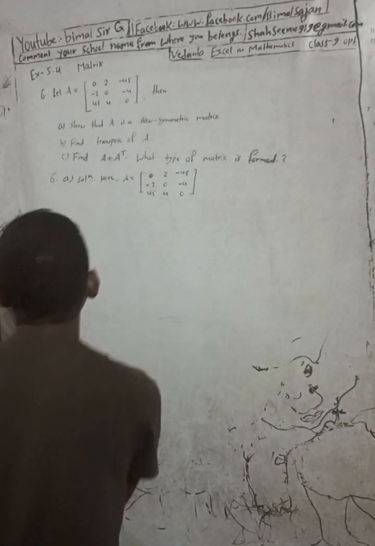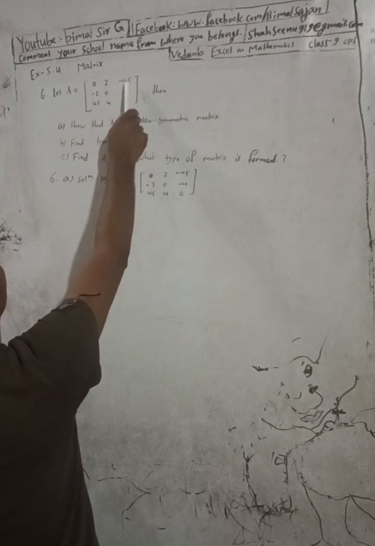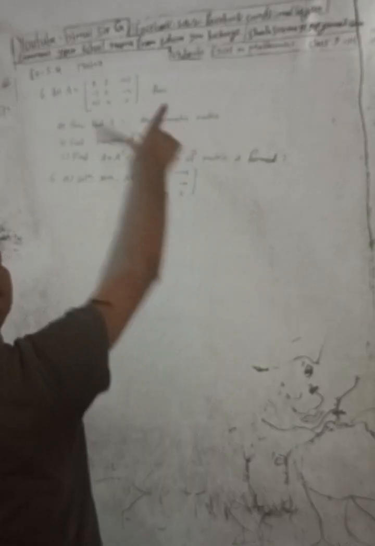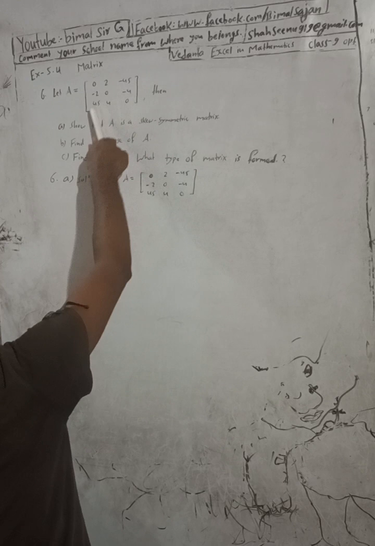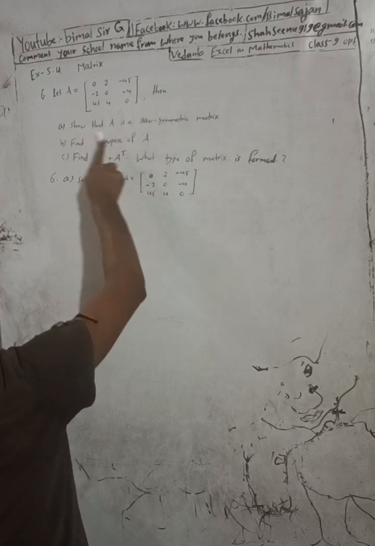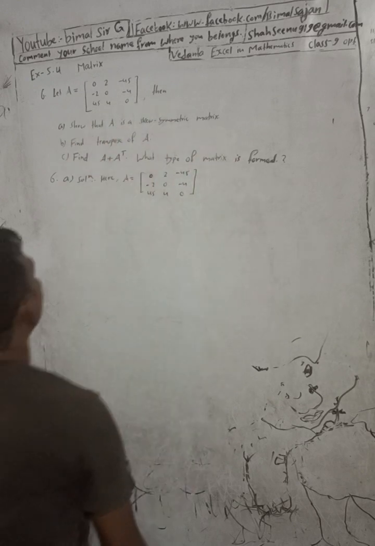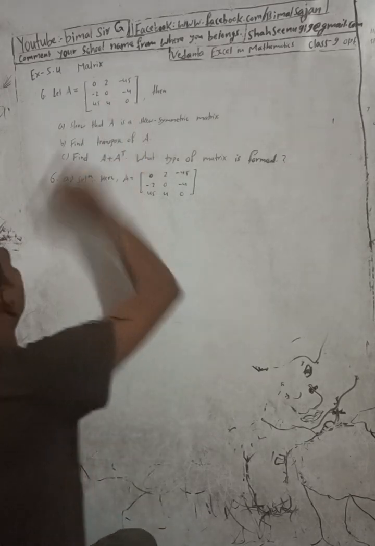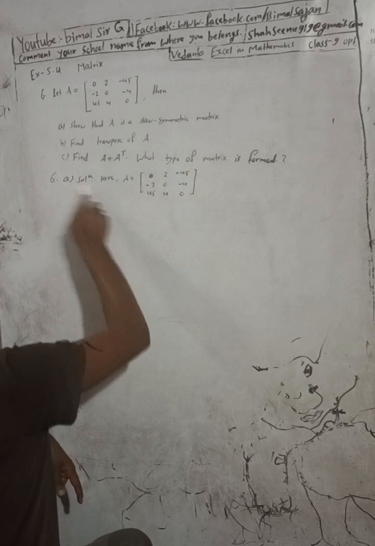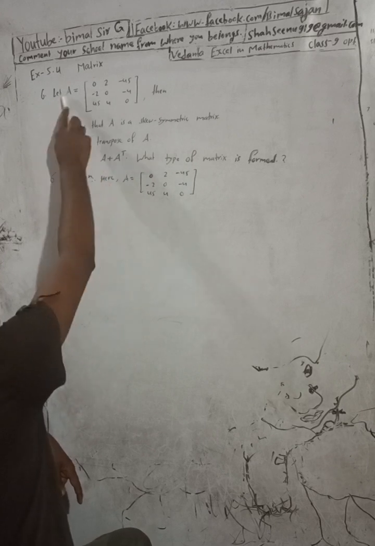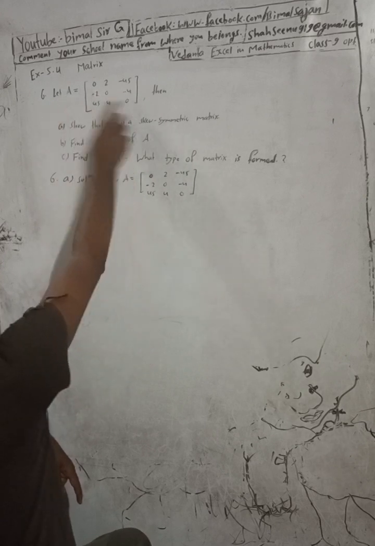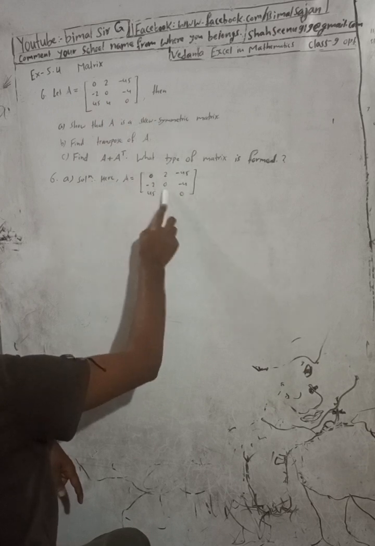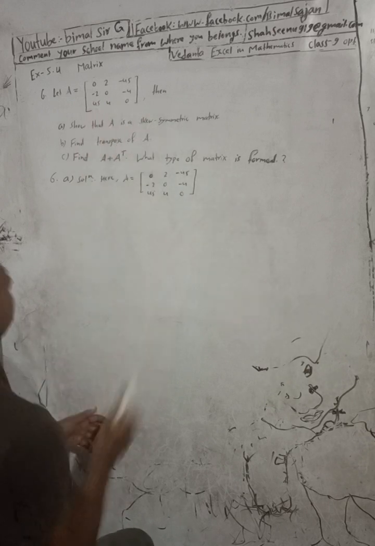Now the question is here. Let A be equal to [0, 2, minus 45; minus 2, 0, minus 4; 45, 4, 0]. Show that A is a skew symmetric matrix. To prove that this is a skew symmetric matrix, first write the solution here. It is given, let A be equal to [0, 2, minus 45; minus 2, 0, minus 4; 45, 4, 0].